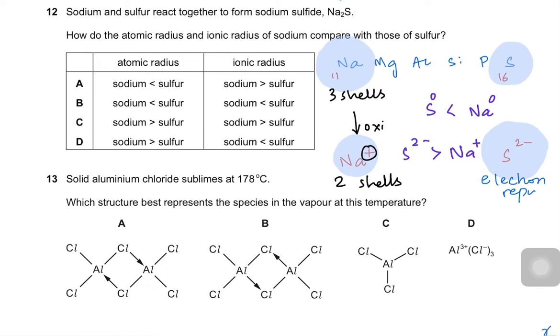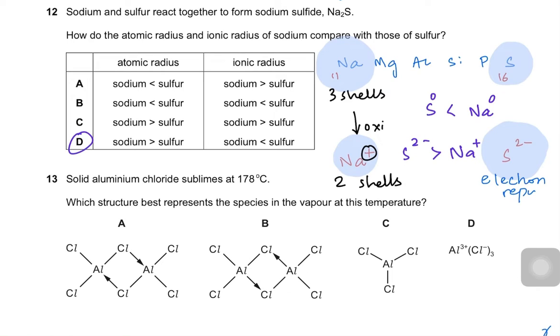Let's look for our options. I am very comfortable with option C and D because it says atomic radius of sodium is bigger. I agree. But when we go for ionic radius, option D makes sense because ionically sodium ions are smaller and sulfide ions are bigger. So D for doctor is a good answer. Moving on to the next MCQ.